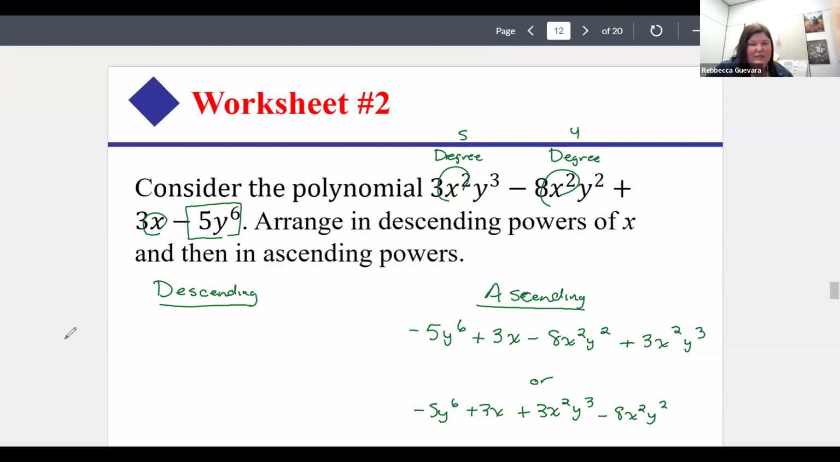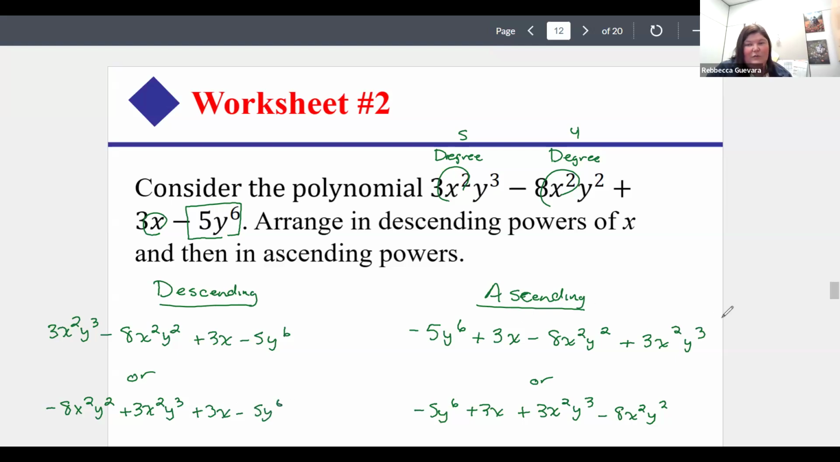If I do descending, then I just need to flip around, so I need my highest first. Then my next highest, then my next highest, and then my next one. Or you could have written the negative 8x squared y squared first, because all I asked was order by powers of x. So the top ones are probably what's preferred, but if you did either, that was fine.